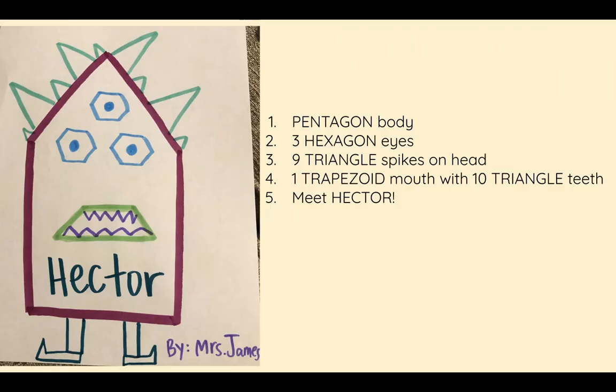I want to show you, this is my monster. So I made this. This is Hector. Hector's the name of my monster. Hector has a pentagon body. Notice there are 2 right angles here, just like earlier in our video. I chose to draw 3 hexagon eyes. I have 9 triangle spikes on the head, 1 trapezoid mouth with 10 triangle teeth. And this is Hector.